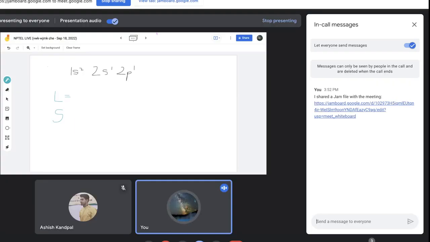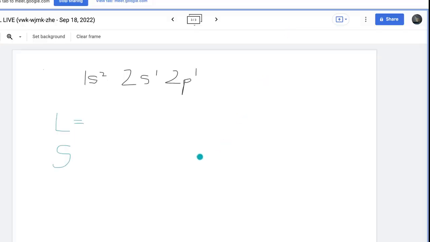So Ashish, I will start solving it, okay? You can match with me. To find the term symbol, we need to calculate capital S and capital L value. For this configuration particularly, there are two unfilled orbitals, 2s and 2p, so I need to consider both of them. So the 2 electrons are in s and p orbitals. So my ml, or l1 value, will be 0 for the s orbital.